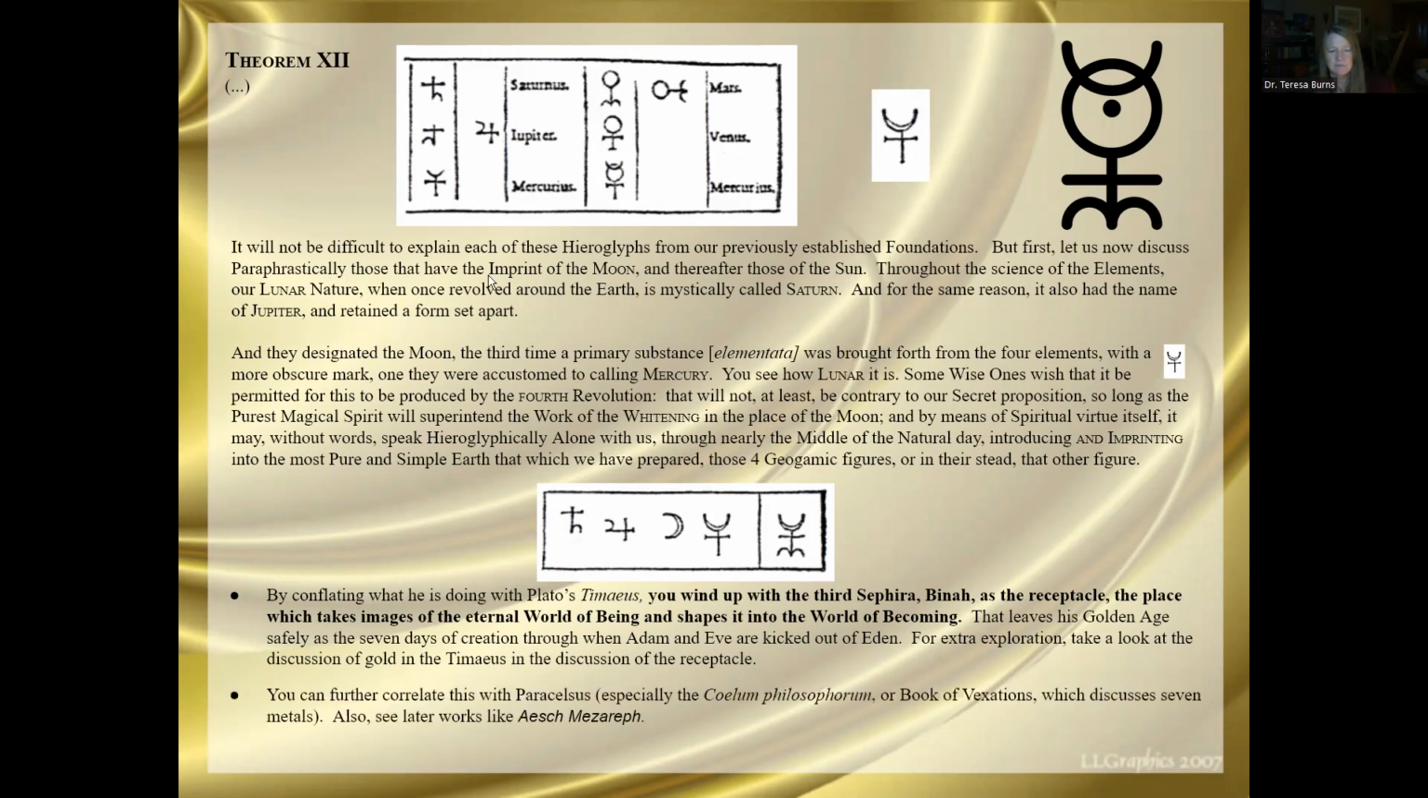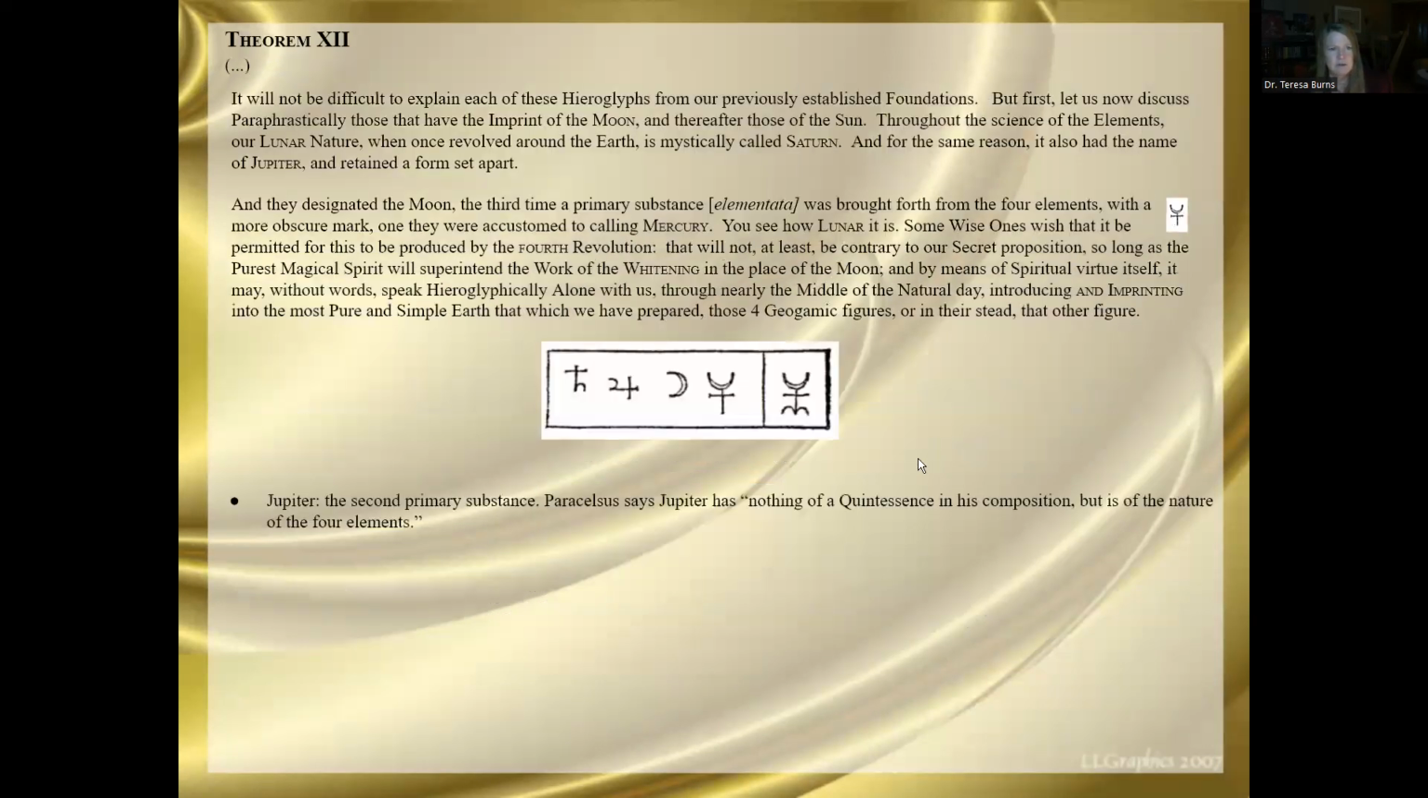All right. You can even, if you want to take it further, correlate it with Paracelsus. Remember, there's no one D has more copies of books in his library written by than by Paracelsus. And he's lending them out. He's apparently teaching Paracelsus stuff to people. Particularly, you could look at the Book of Vexation. It talks about 7 metals. There are some later works, this one, the Aish Mezaref, is one that I'll look at with Jupiter probably.